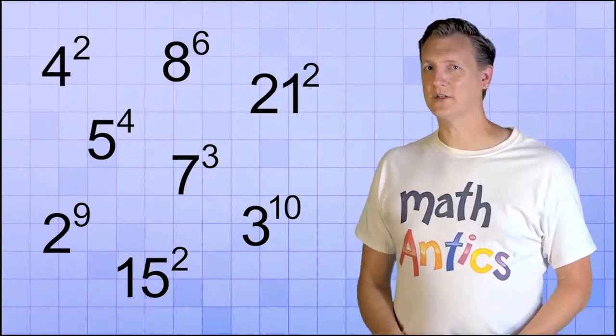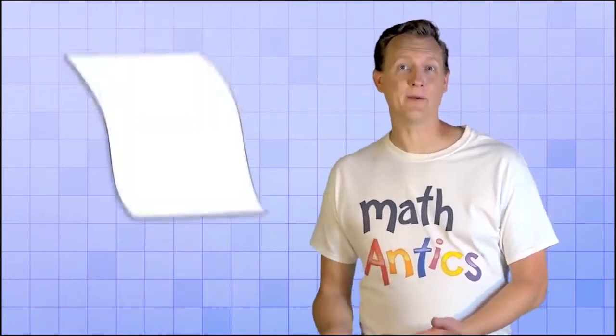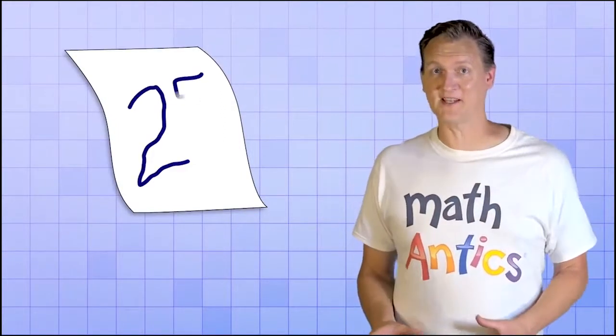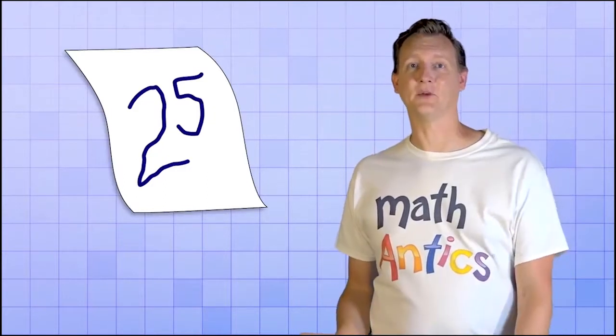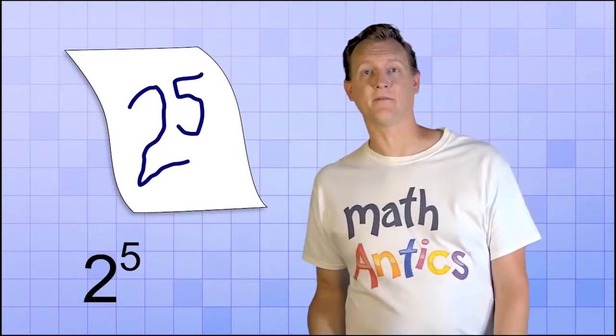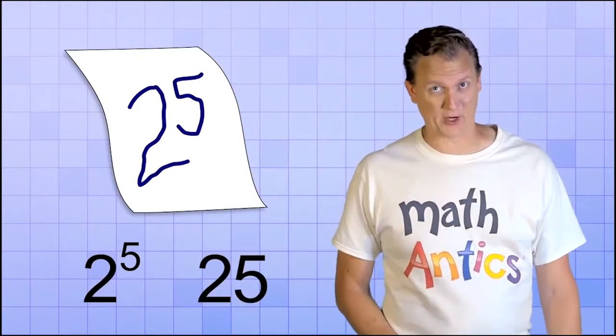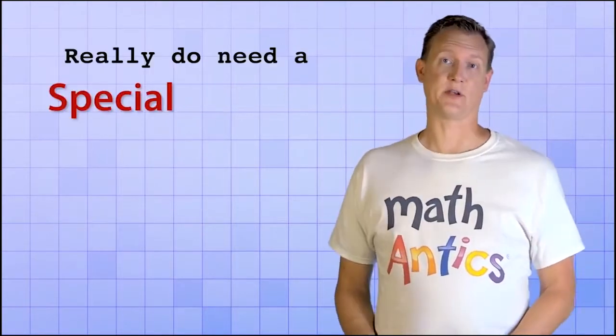The only real concern is when writing exponents down on paper when you're trying to solve problems. If you're not careful or have really messy handwriting, you might accidentally confuse an exponent, like 2 to the 5th, with a 2-digit number, like 25. And obviously that would be a problem. But even if you're careful when writing exponents, there are some times when you really do need a special symbol.